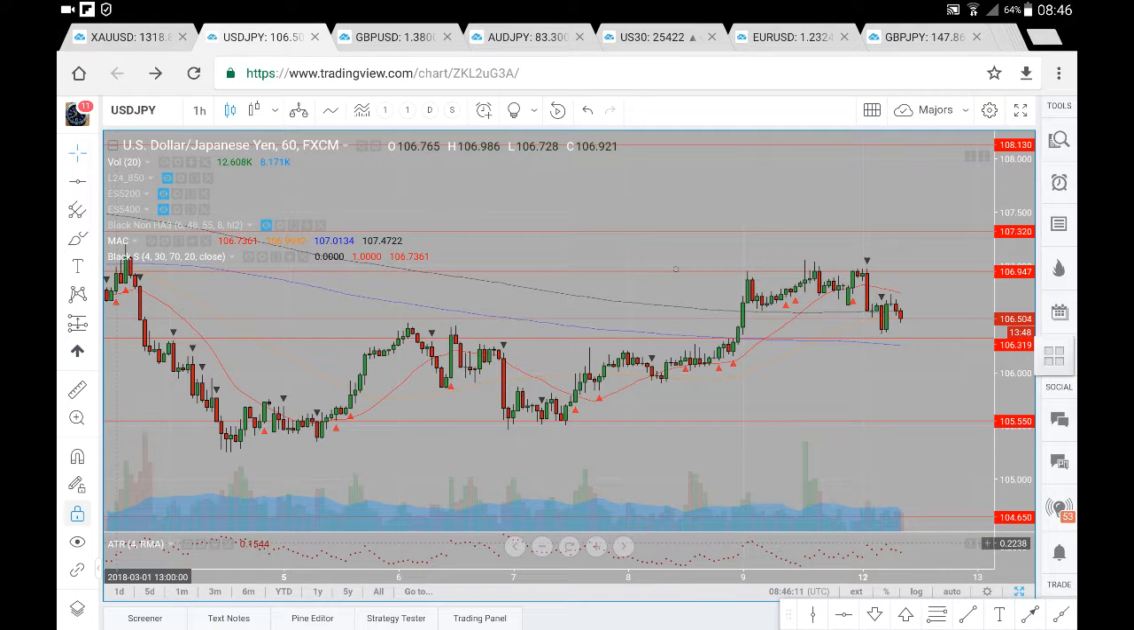So this is the US dollar Japanese yen analysis for Monday the 12th of March. Now, let's just have a look at prices and where prices may likely go. Previously we had price come down towards major support of 105.55. Then had prices move up.